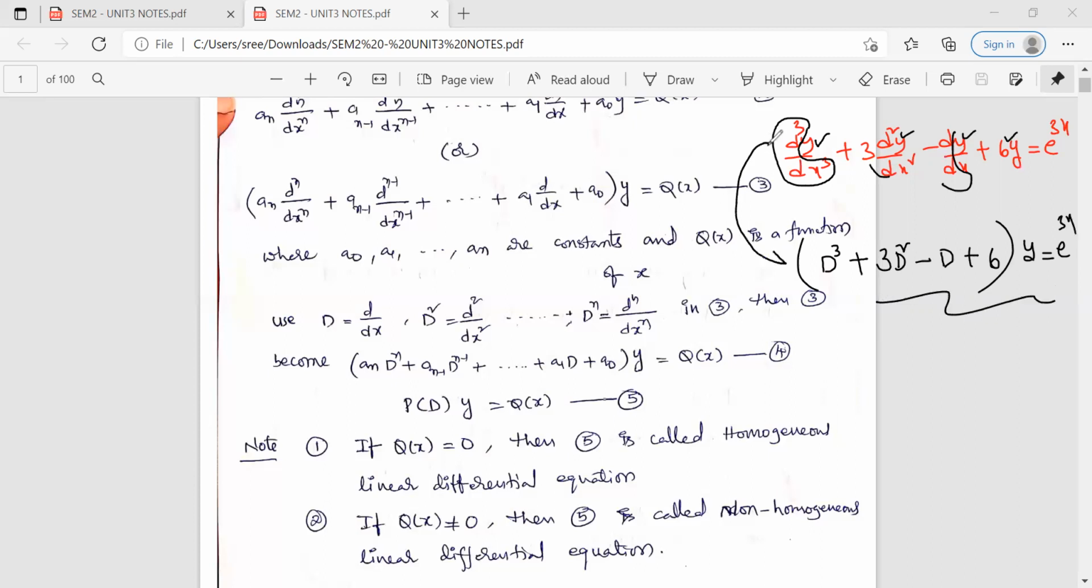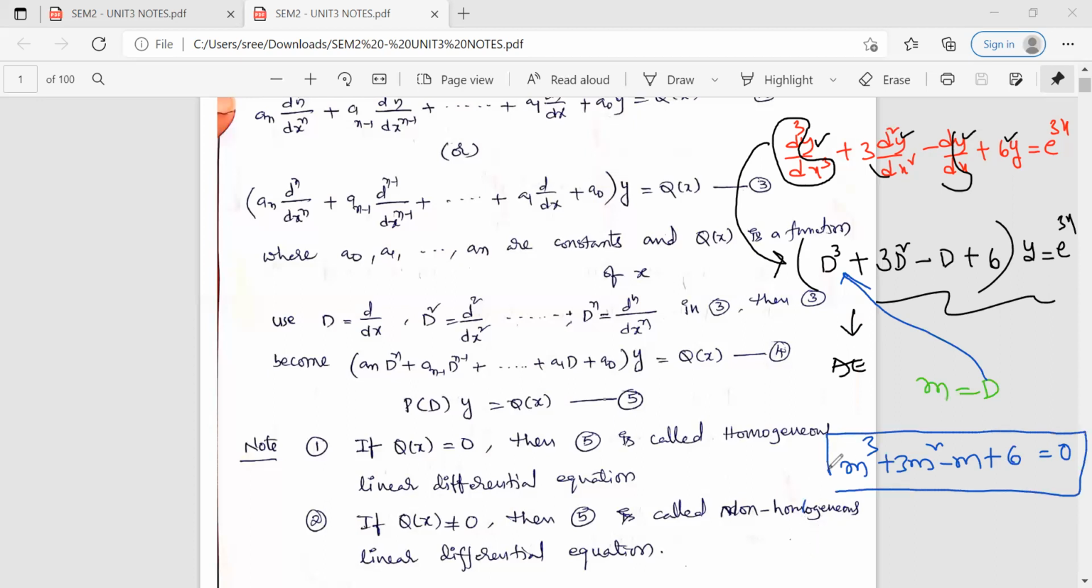First of all, we have to convert the given equation into the form of capital D's. After that, we find the auxiliary equation. We get the auxiliary equation by substituting m in place of D, in the LHS only. If you substitute m in place of D, we get m cube plus 3m square minus m plus 6, and we keep 0 on the RHS. This is called the auxiliary equation of the given higher order linear differential equation.